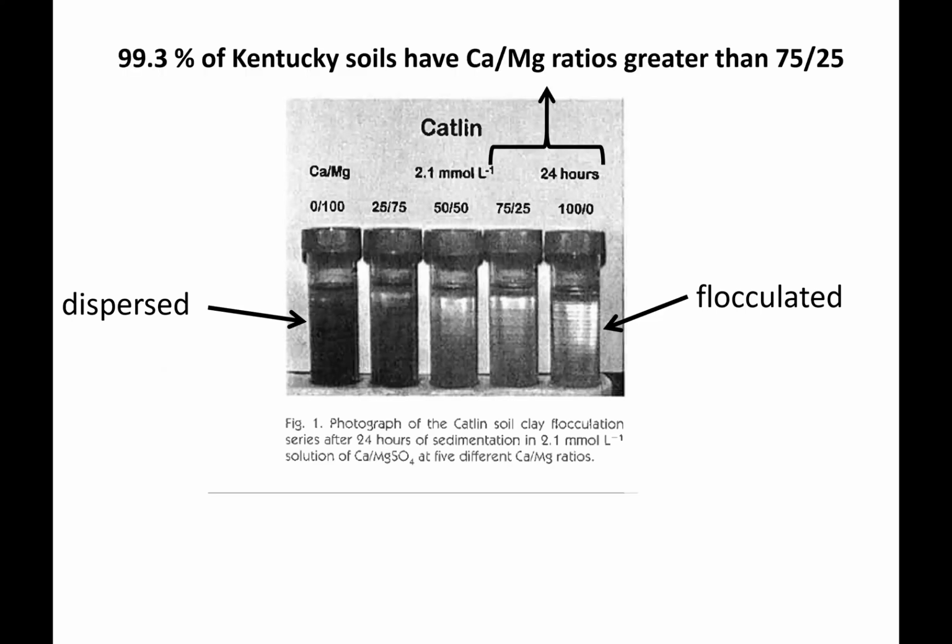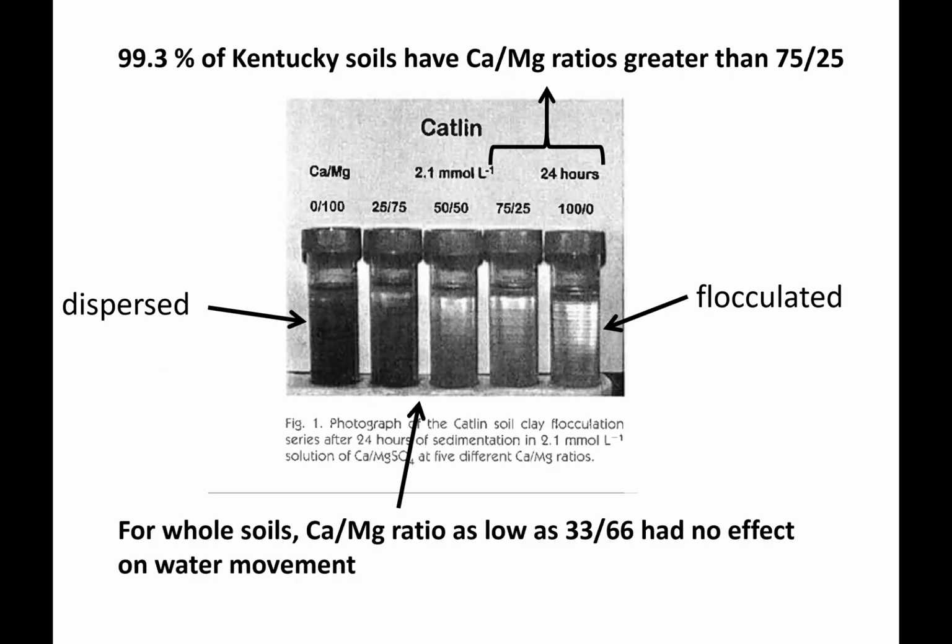99.3% of Kentucky soils have a calcium magnesium ratio greater than 75 to 25, so 3-to-1. And we had 1 part calcium to 3 parts magnesium, twice as much magnesium as calcium, with no effect. So we were way, way, way on the other side of that ratio. Don't ever worry about compaction being caused by too high of magnesium in your lime.